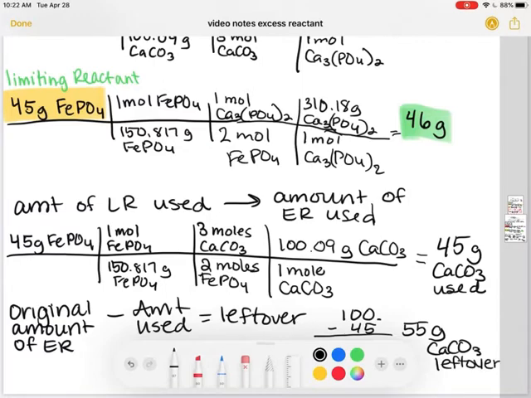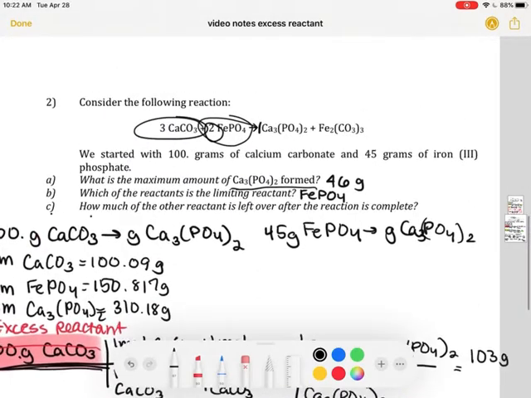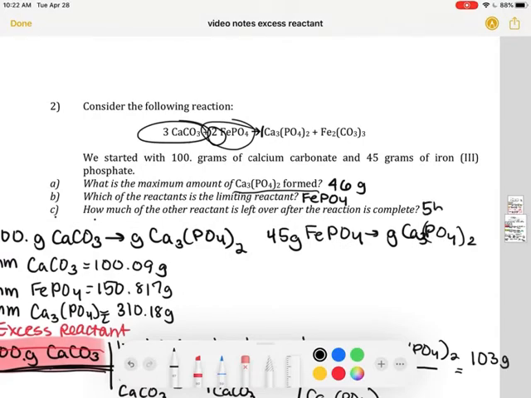Okay, so if you have this reaction, let's talk it out. If you mix 100 grams of calcium carbonate and 45 grams of iron 3 phosphate, you end up with 46 grams of calcium phosphate, and remaining also in your container is 55 grams of unused calcium carbonate. Okay, so this is how you determine the excess reactant.